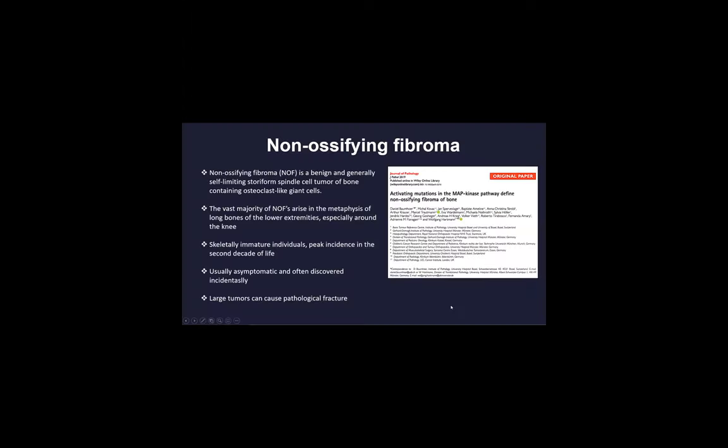Okay, and that brings us to the last entity in this differential, and this is non-ossifying fibroma. This is a benign and self-limited proliferation of giant cells in a background of spindled cells. The vast majority arise in the metaphysis of long bones in the lower extremity. These typically occur in young patients that are skeletally immature with a peak incidence in the second decade of life. And these are typically asymptomatic and discovered incidentally unless they have a pathologic fracture.